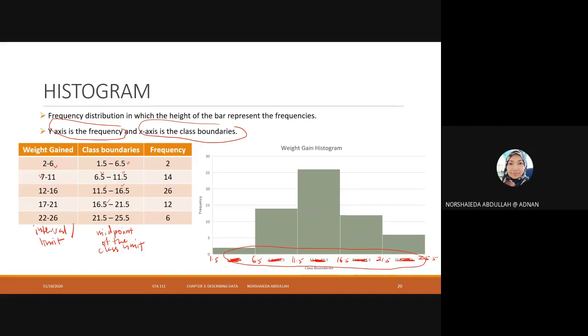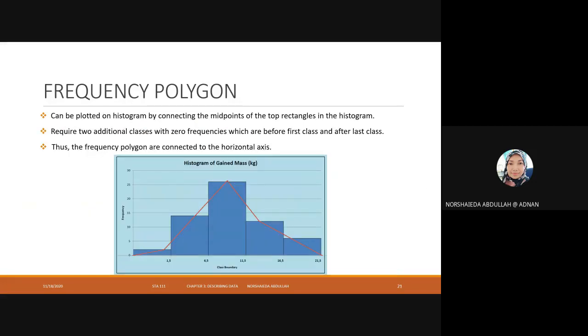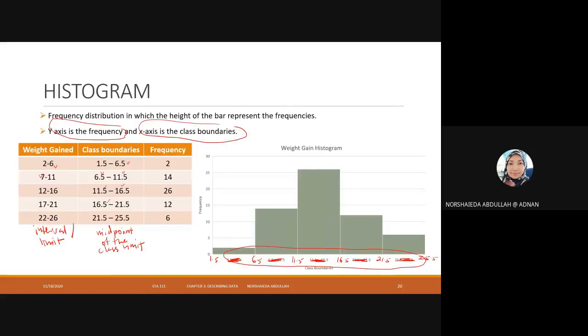Okay, so this is the histogram. And then from histogram, we can get the frequency polygon. Okay, frequency polygon. We just mark the midpoint of each bar and then we just connect it, right? So this is histogram. Just mark the midpoint. Midpoint dia punya center for each bar. Okay. But they must intersect dekat x-axis. Okay. Sorry.